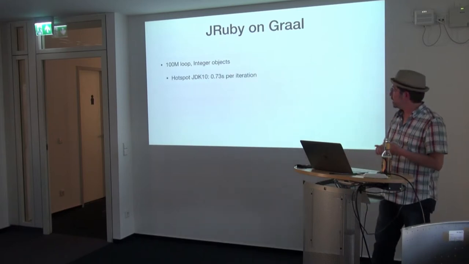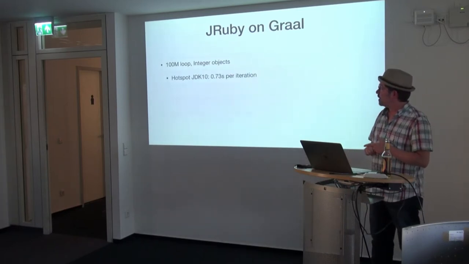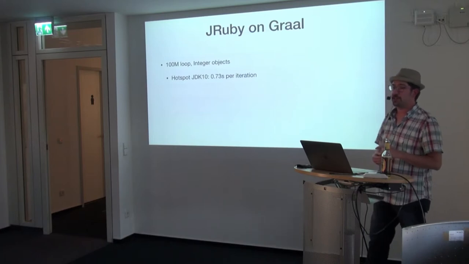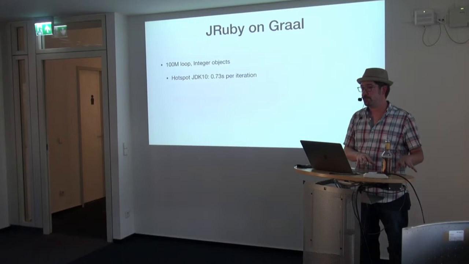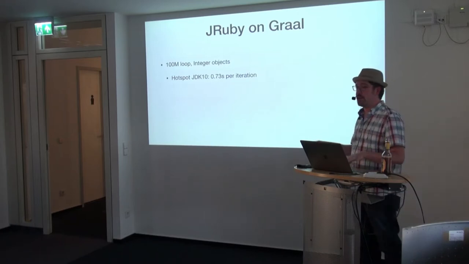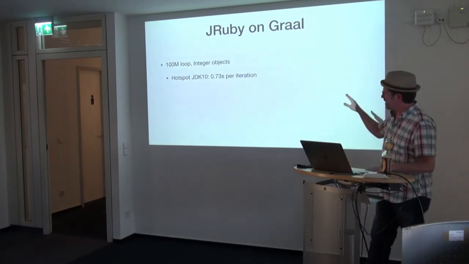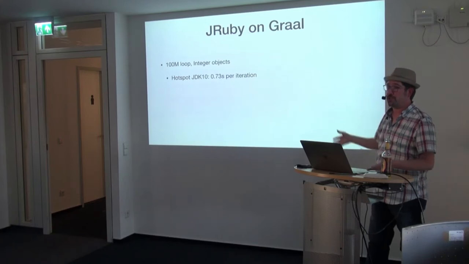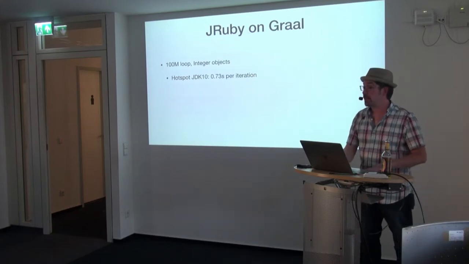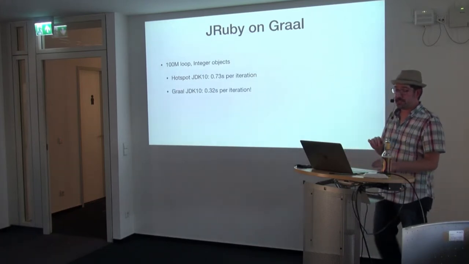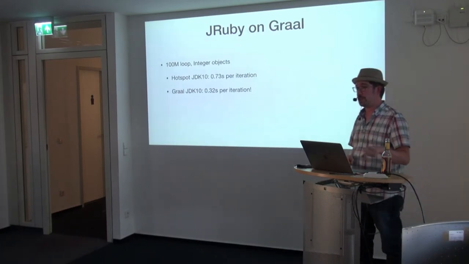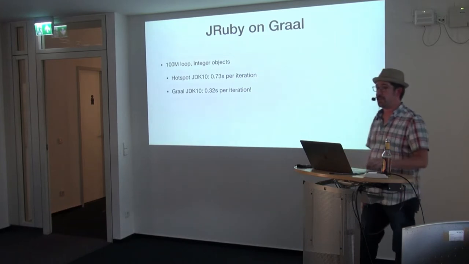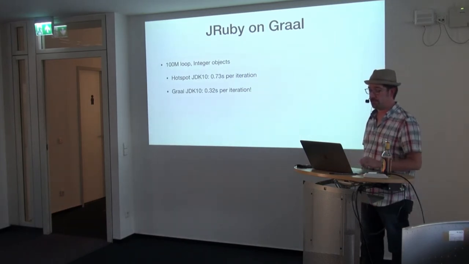So on Hotspot JDK 10, it takes about 0.73 seconds per iteration. So it's still not slow. We're significantly faster than the standard C implementation of Ruby. But it's nowhere near what Java would be in this case. And for a simple loop, the whole thing should be able to optimize away. Now, we get a lot closer with Graal. So this is over double performance just by switching from Hotspot to Graal. We change nothing else in JRuby, and we get this kind of improvement.